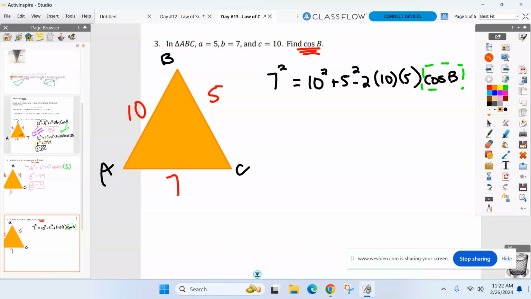But we can at least calculate some values here. So help me here. 7 squared, 49. 10 squared, 100. 5 squared, 25. Minus, I can calculate 2 times 10 times 5. I believe that's 100. Times cosine B. All we did was calculations.